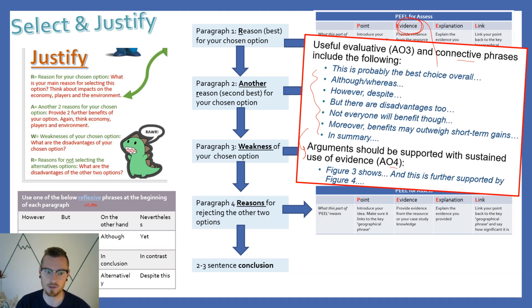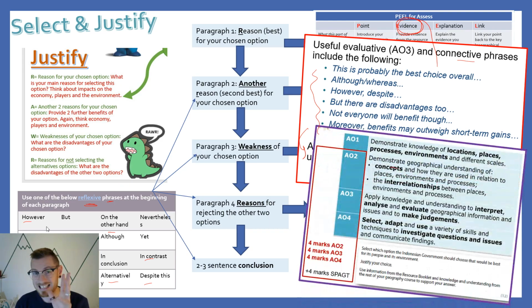Reflexive phrases we talked about in the assess questions. Use these at the beginning of these paragraphs. So start paragraph 2, 3, 4, paragraph 5 if you have time. If not, combine that into 1 and your conclusion. So use, on the other hand, similarly, on balance, in contrast, despite this, alternatively, however, okay, in conclusion at the end.